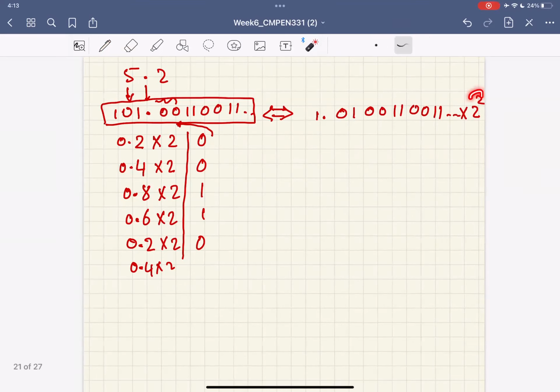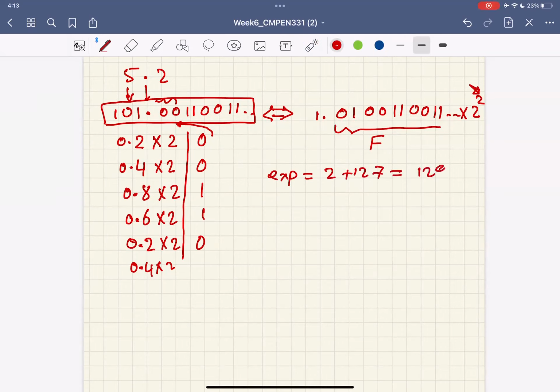Correct? Because if you think about it, this is moving the point by 2. So it will be 101 point all of these. They are equivalent, correct? So after that, it's the same exact steps. We now know that this is the fraction. These two are the actual exponent. How can we get the exponent? It is 2 plus 127, which is 129. So we need to write 129 in binary. It will be 1 and then zeros and then 1 like that.